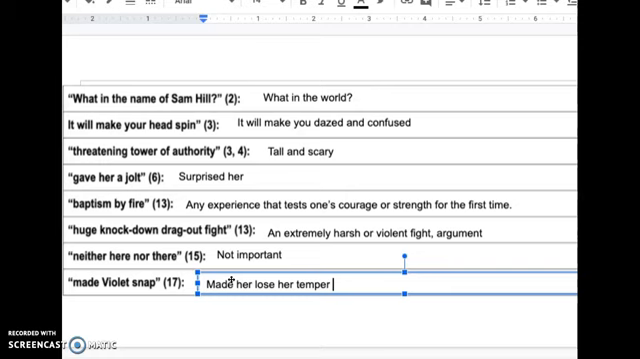Okay, so these are all figurative language sentences that help us to comprehend what we're reading a little bit better. If you need to pause this video and finish copying these down in your Elevate book, go ahead and do that.